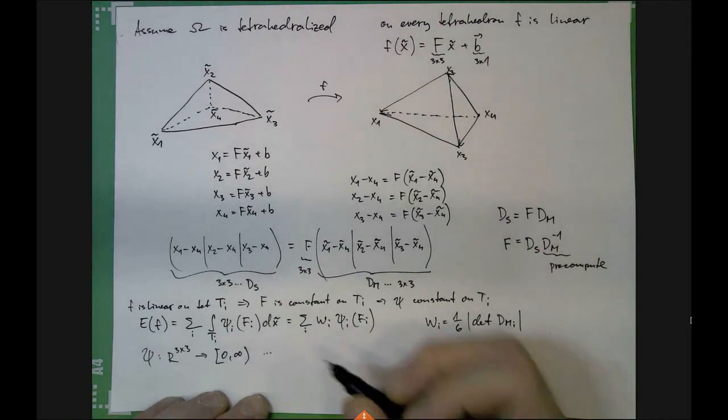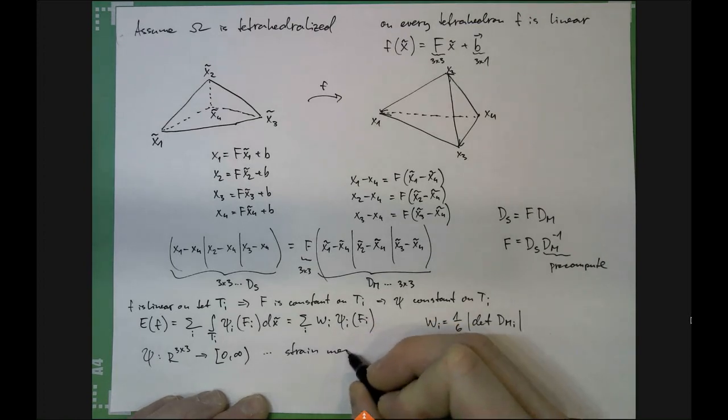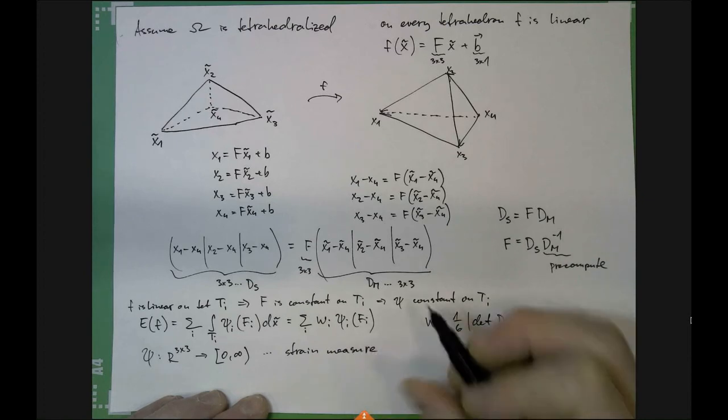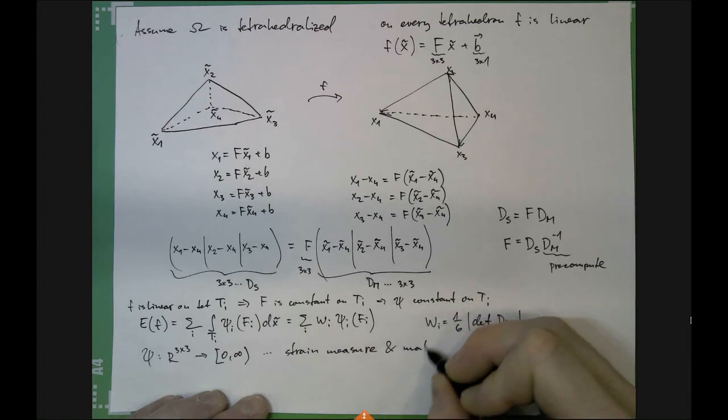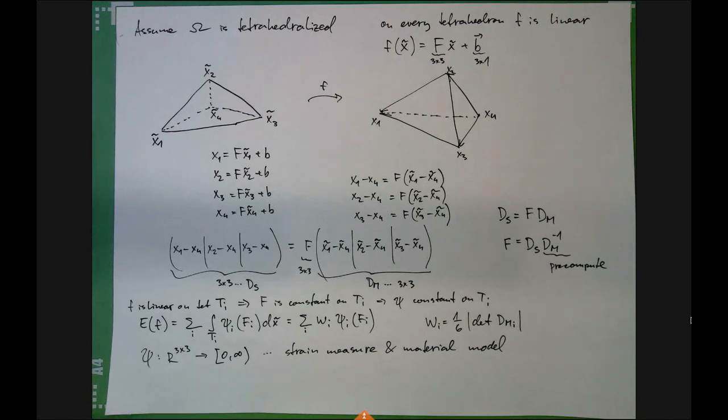And essentially it combines two things. It combines a strain measure, I will explain what it is in a second, and a material model. The strain measure will be more obvious from the formulas we will look at a little bit later. But the strain measure means just the deformation itself, and the material model means the energy associated to a specific type of material.